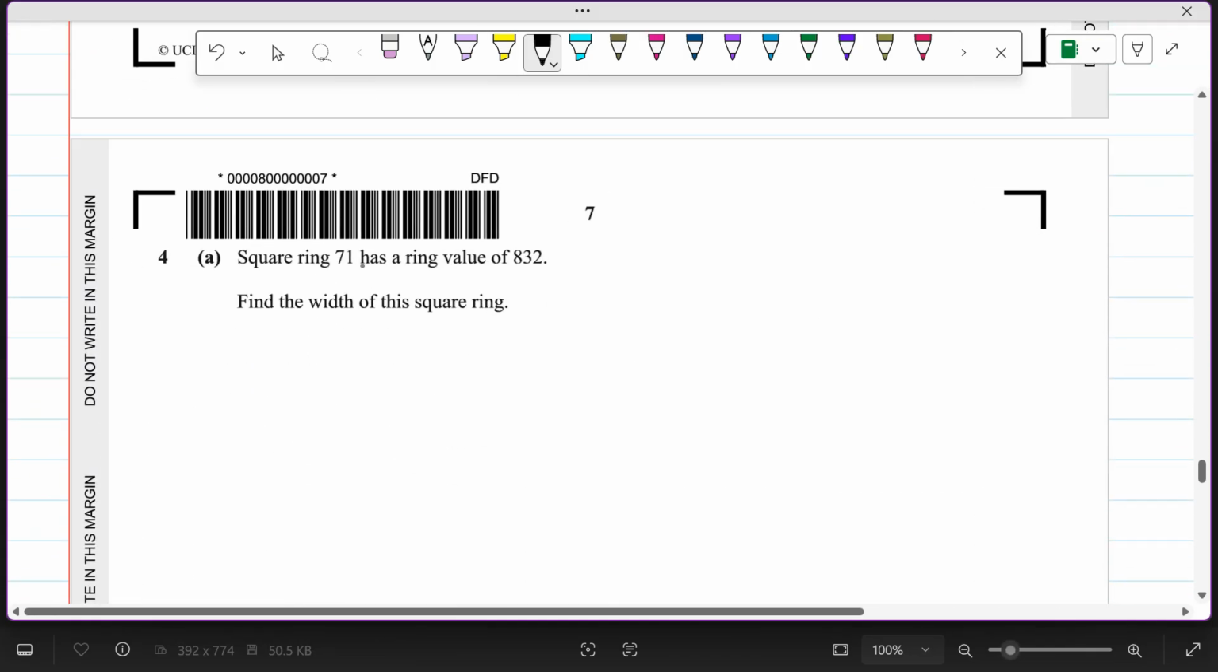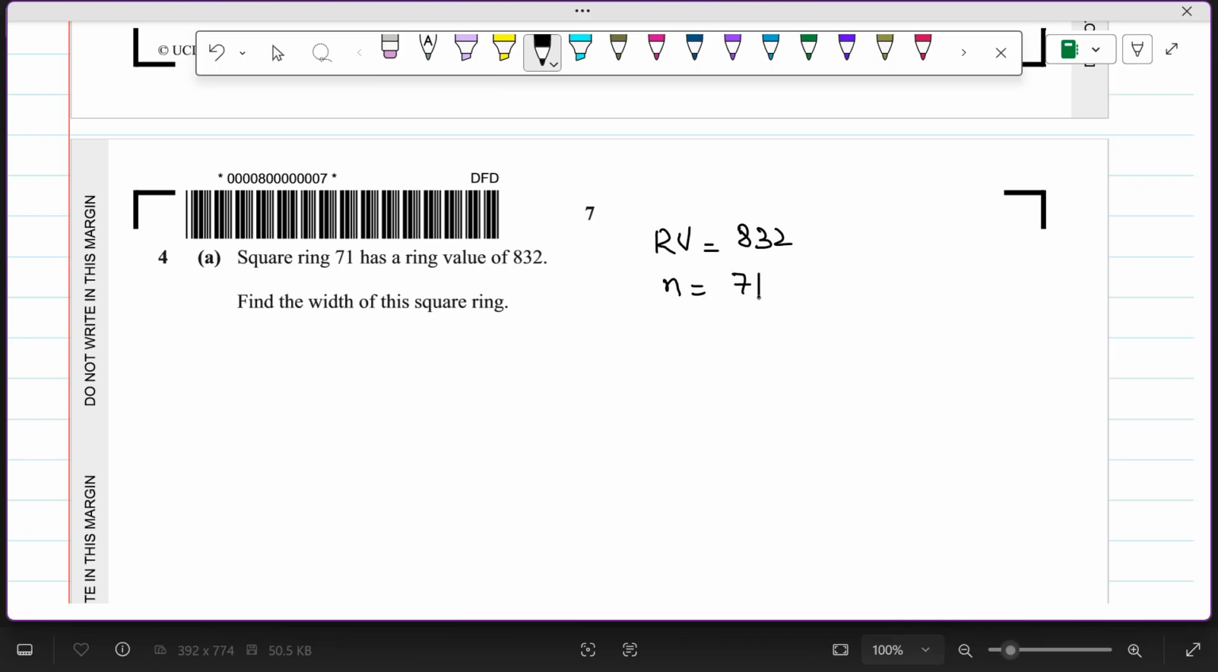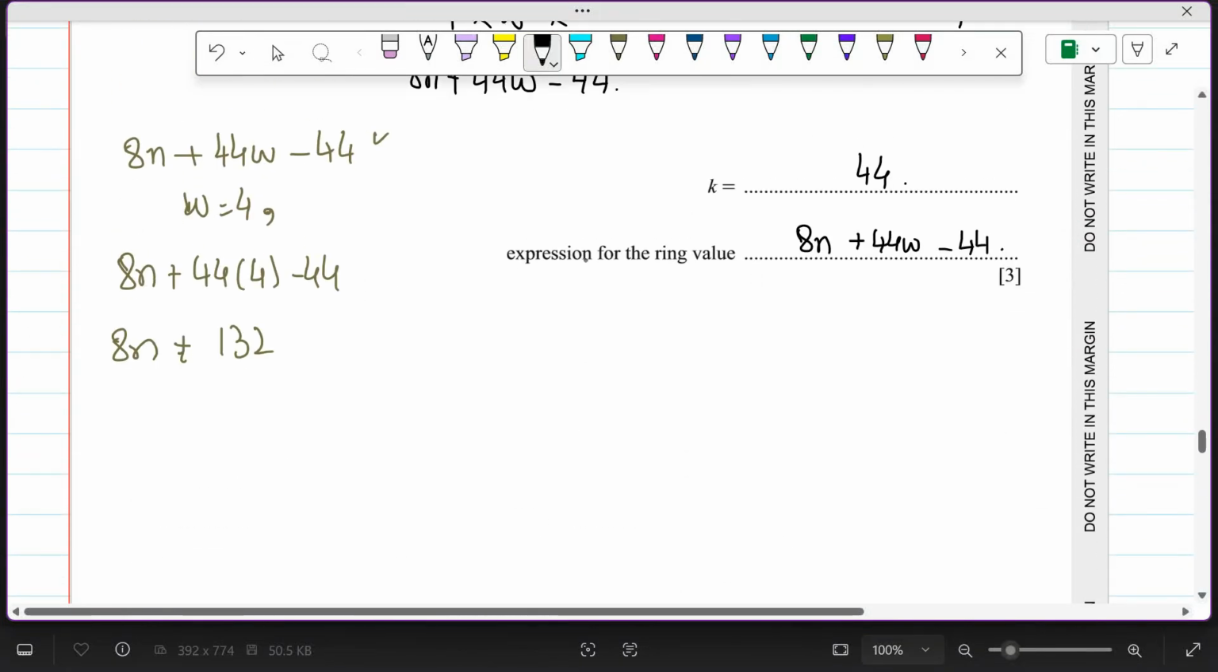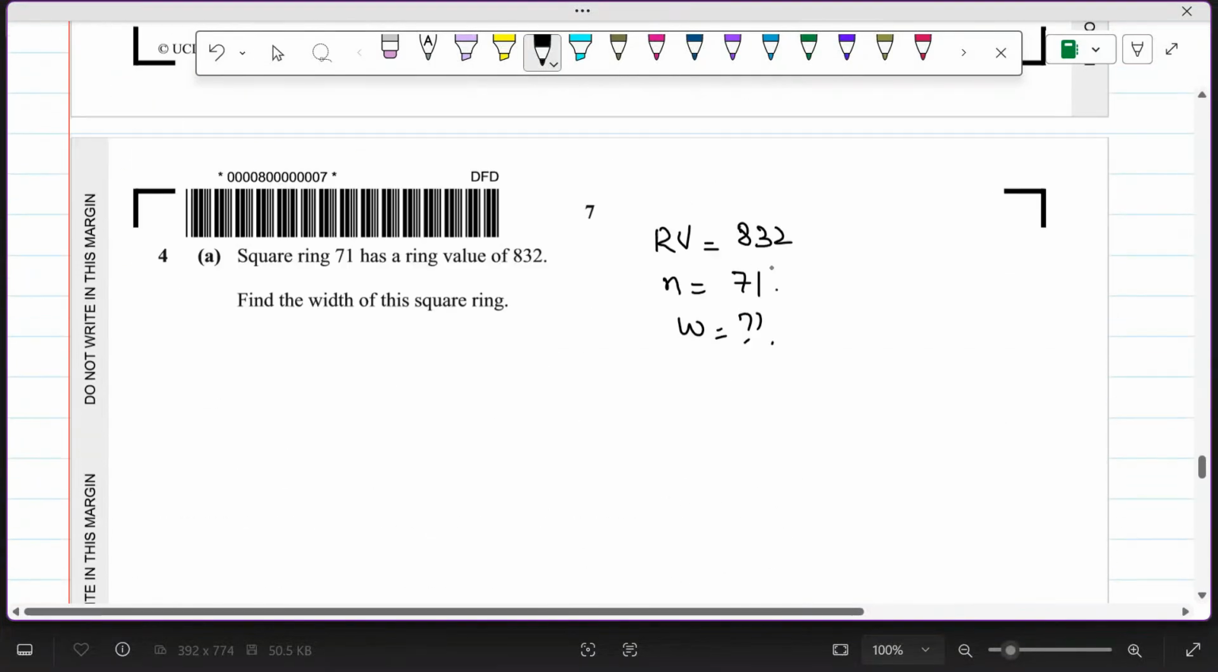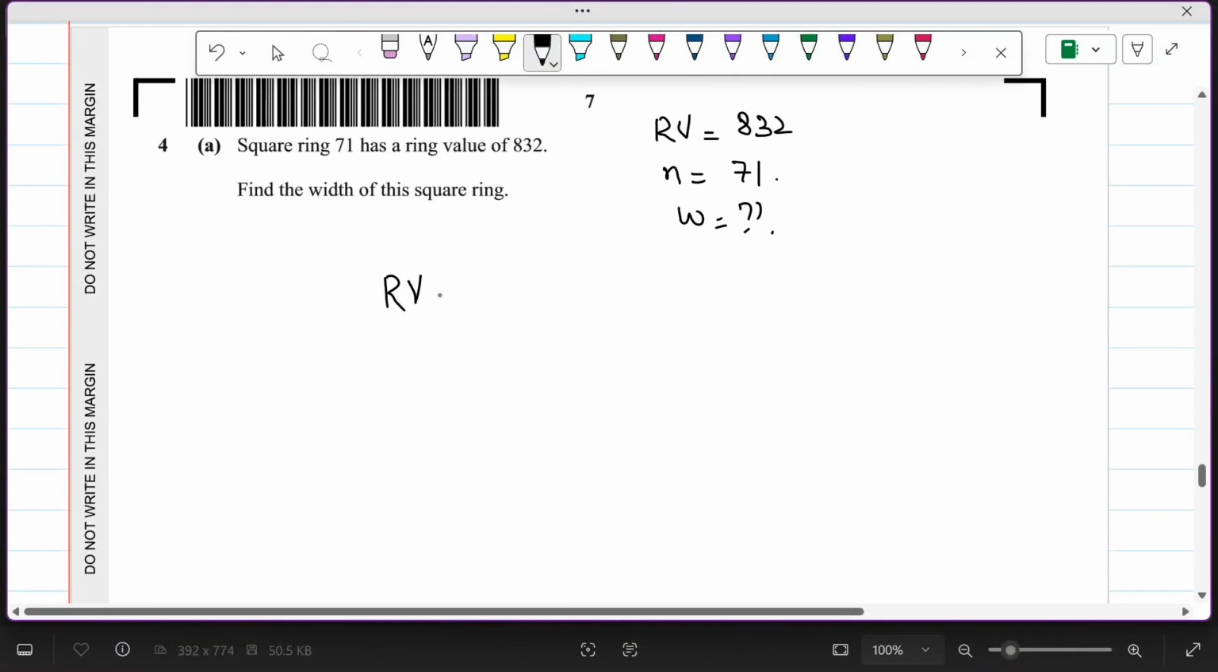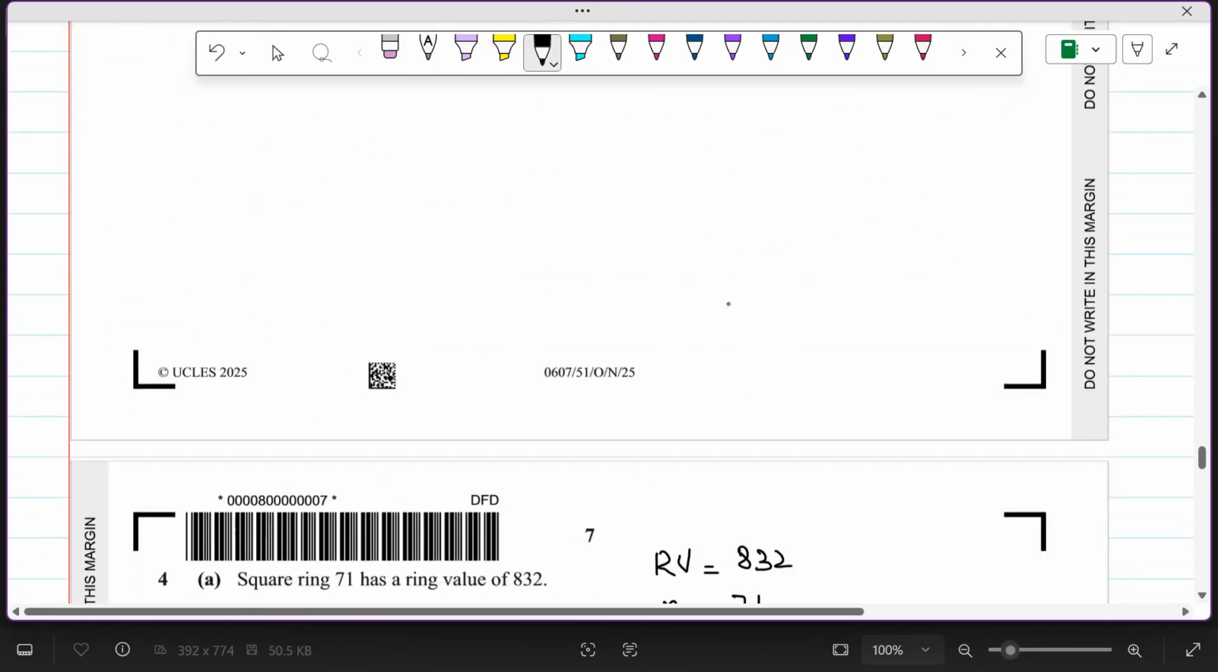Square ring 71 has the ring value of 832. So we have the ring value, which is 832, and the n in this case is 71. Okay, we need to find the value of width. Find the width of this square ring. The expression for the ring value is equal to 8n plus 44 width minus 44.